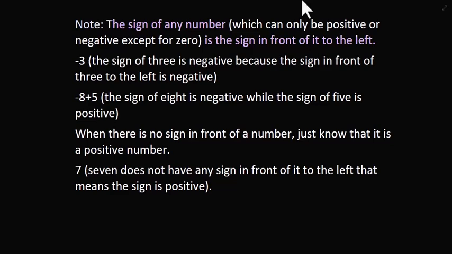When there is no sign in front of a number, just know that it is a positive number, just like we have 7 here. This is a positive number because there is no sign in front of it to the left. So maybe let's give some more examples to explain.